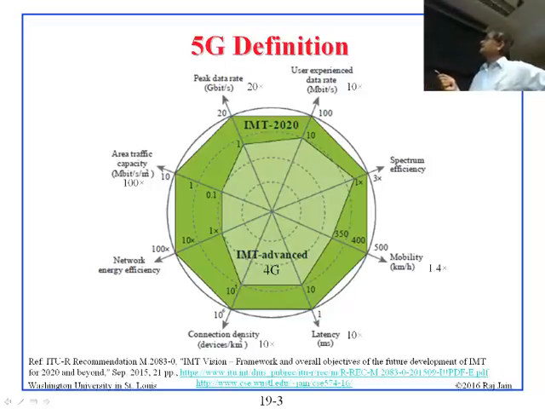The lighter area, the light color area in the middle, is 4G. And this one specifies eight dimensions, eight requirements. Rather than specifying in a tabular form, they specified it in this form. So eight requirements. Let's start with peak data rate. 4G gives you 1 gigabit max. 5G should give you 20 gigabit.